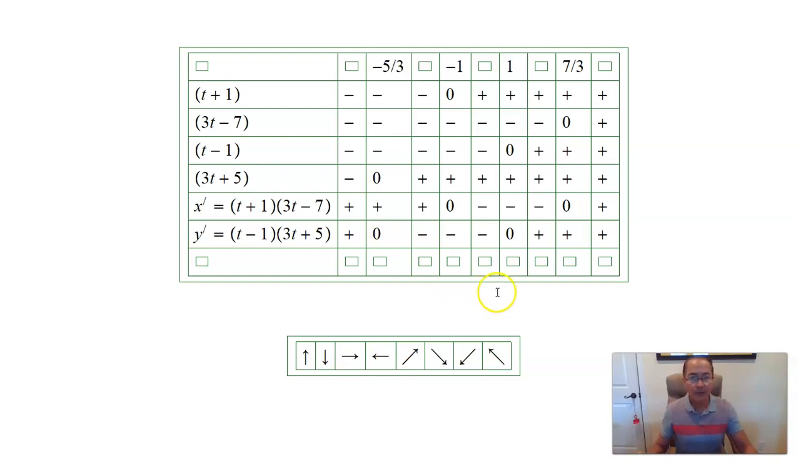We're going to start with the points where you don't have a zero in either x prime or y prime. Those are the easy ones. So let's concentrate on these two. x is increasing, y is increasing. You're going to the right and up. That's this direction, to the right and up. So I'm going to copy this arrow over there. How about here? You are going to the right and down. So that's this over here. Right and down. This one. Left and down. That's this one.